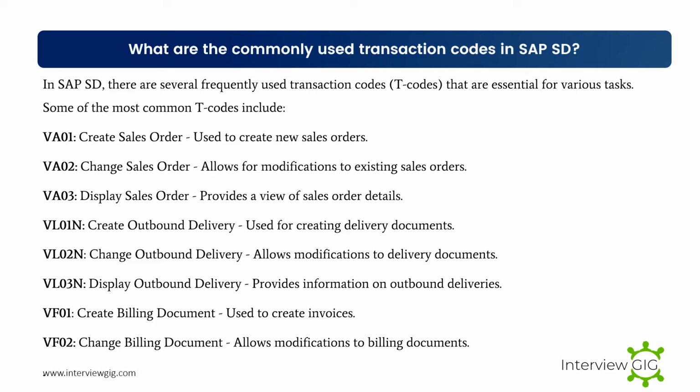VL01N, create outbound delivery, used for creating delivery documents. VL02N, change outbound delivery, allows modifications to delivery documents. VL03N, display outbound delivery, provides information on outbound deliveries.